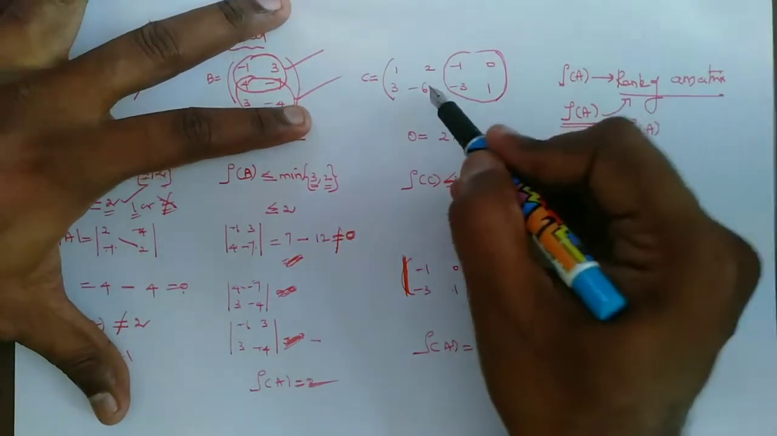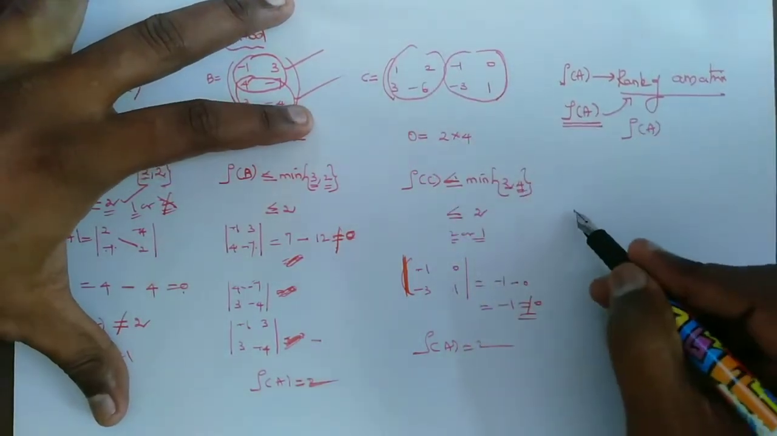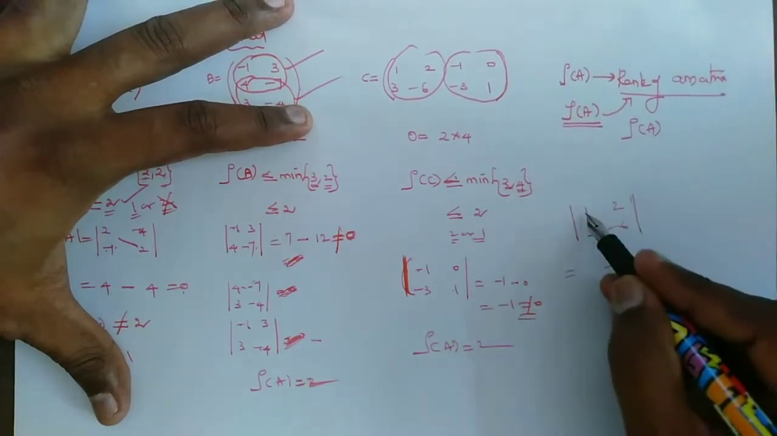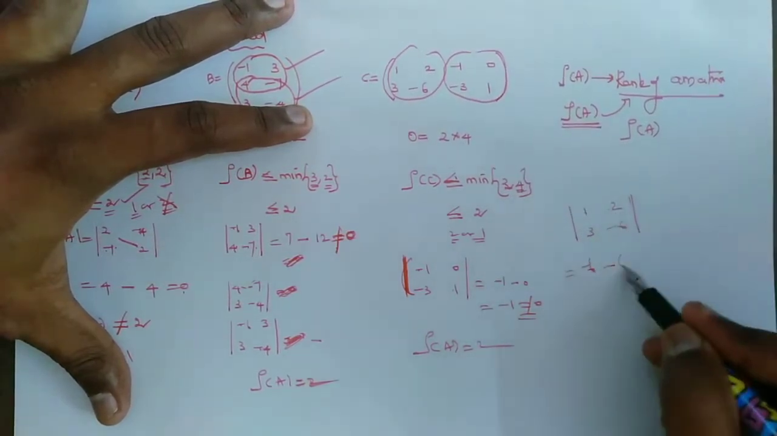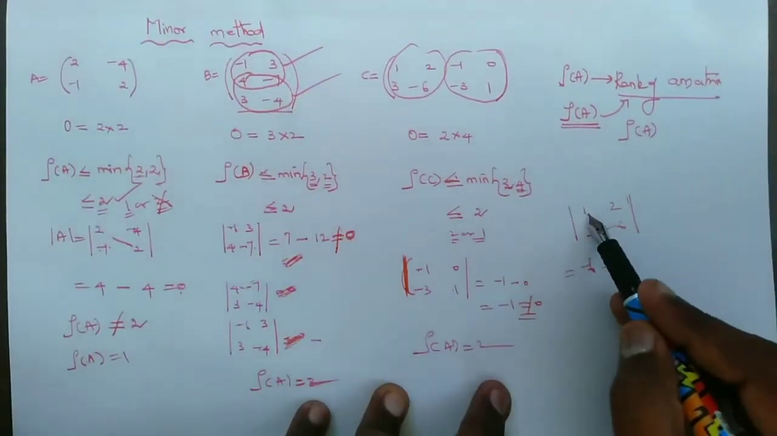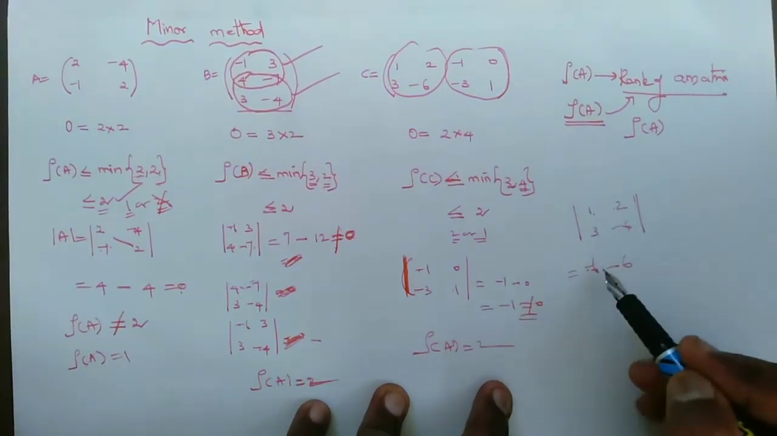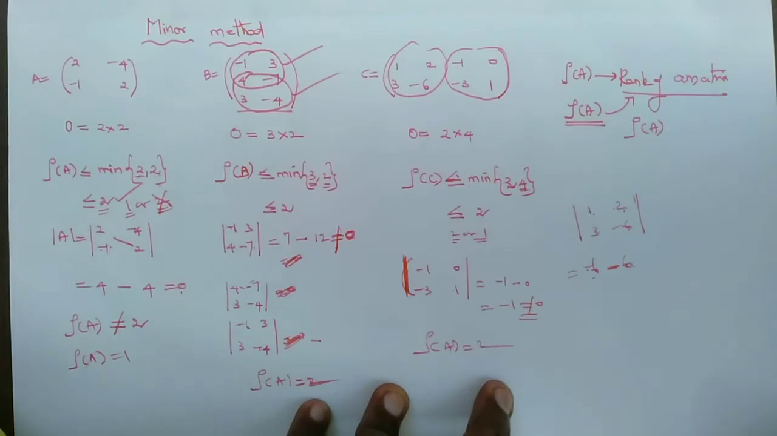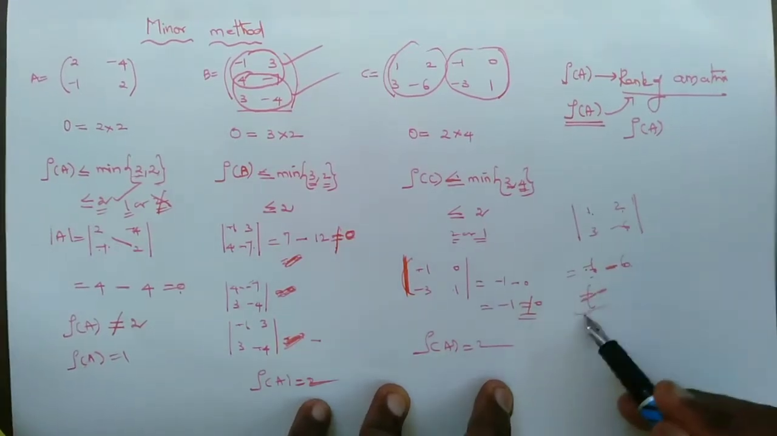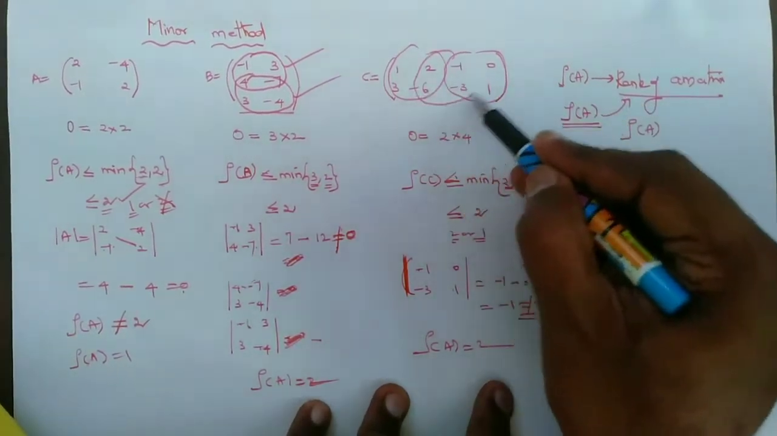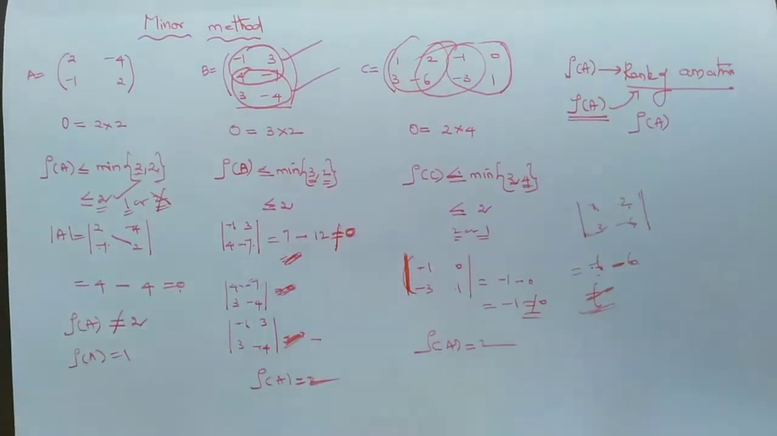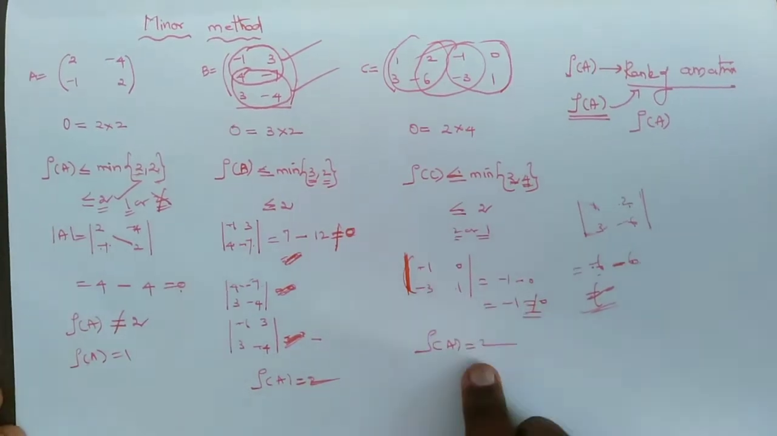Suppose I take this one, determinant 1, 2, 3, minus 6. What is the answer? Always put minus. 1 into minus 6 is minus 6, 3 2s are 6. So minus 6, the answer doesn't come 0. This is also not equal to 0. Suppose it can be 0, no problem. The main thing in the minor method is, if any one is not equal to 0, you can choose rank equal to 2.